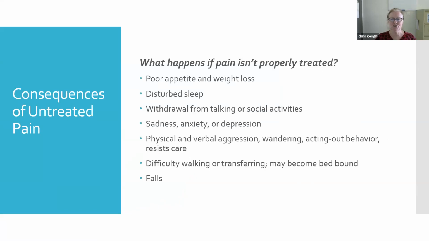What happens if pain isn't treated properly? We know that people often experience poor appetite, and from that they get weight loss. They get disturbed sleep, so they're unable to sleep, often being woken by the pain. They may get withdrawal from talking or social activities because they find it too difficult to socialise if they've got a lot of pain. And we also know that it affects our mood. So untreated pain can cause depression, anxiety, just a general mood depletion, so sadness. People can become physically or verbally aggressive if they've got pain.